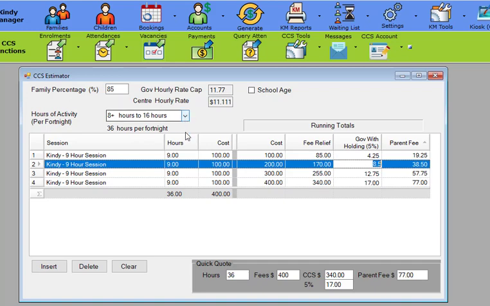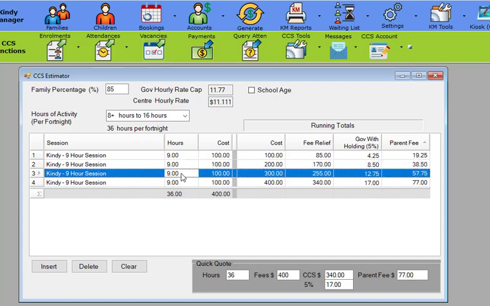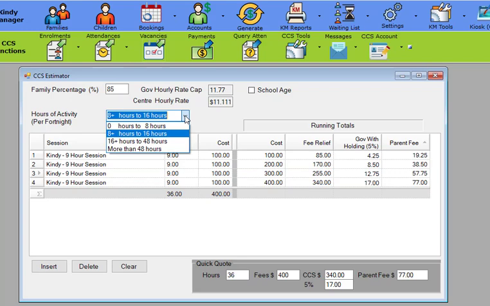All right, now remember, of course, that is 9 hours of fee relief, not 9 hours of care. It's not like you're saying the child can't go home until they've done their 9 hours, and you're not saying that they have to go home at 9 hours. They may stay for 9.5, they may stay for 10. It's your business, you make that decision. It is 9 hours of fee relief.